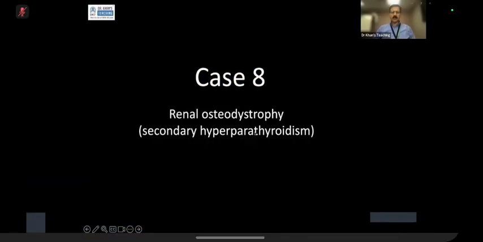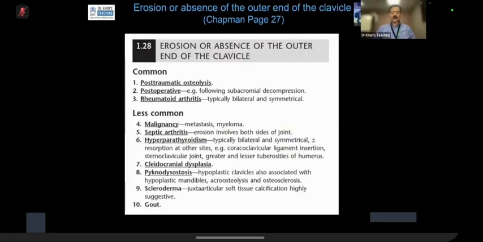Candidate 3, be ready now. Okay, so this was a case of renal osteodystrophy, secondary hyperparathyroidism. I covered it in great detail in, I think, last session or the one before, so I'm not going to go into that. One of the favorites in the exam, hyperparathyroidism and renal osteodystrophy, and all kinds of films can come.